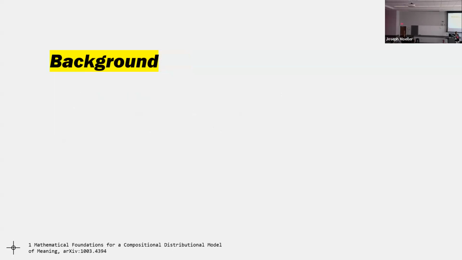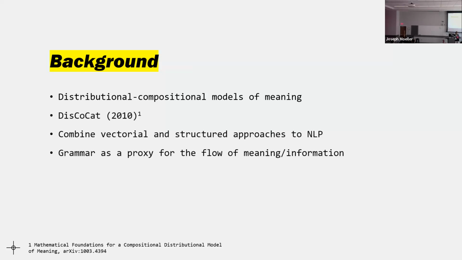To give a bit of background, DisCoCirc falls under the family of so-called distributional compositional models of meaning. These models are quite tightly related to QNLP models. It all started with the DisCoCat model being introduced in 2010. The key insight that led to its creation was that quantum processes and certain typological grammars have a shared underlying categorical structure. This insight allowed the creators to make a model that combines vectorial and structured approaches to NLP. In particular, grammar is used as a proxy for the flow of information.